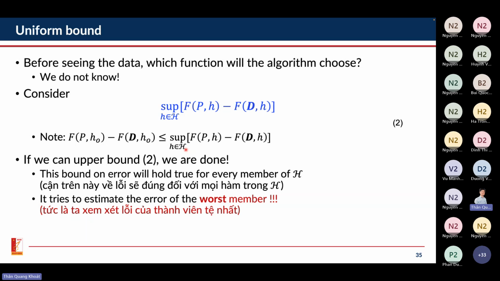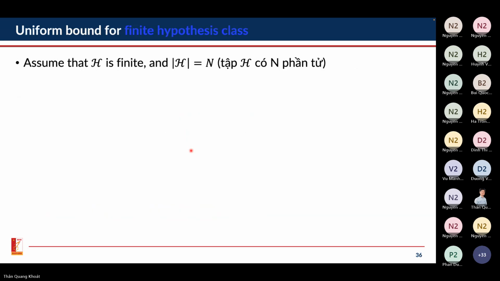And of course, the remaining task is to bound these quantities, right? And we hope that this quantity should be small. Okay, so let's consider the case where our model family only has a finite number of members, not infinite. Let's consider the finite case. Okay, and assume that the number of members in the model family is n.